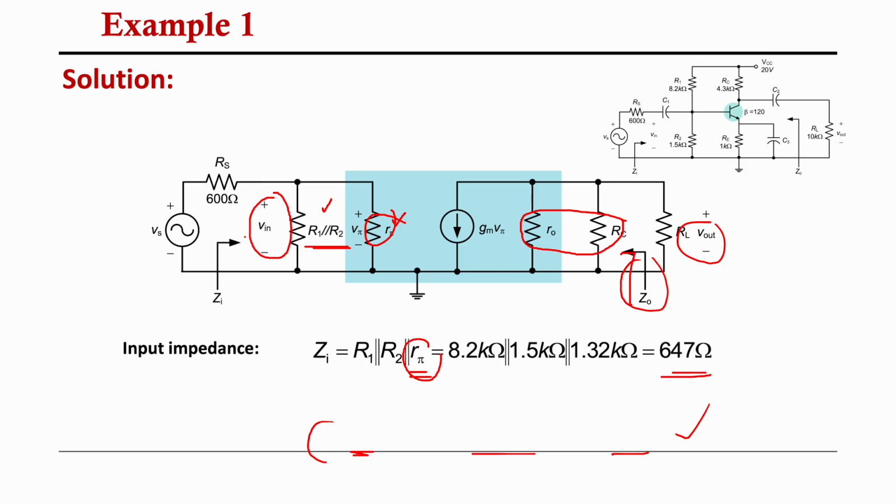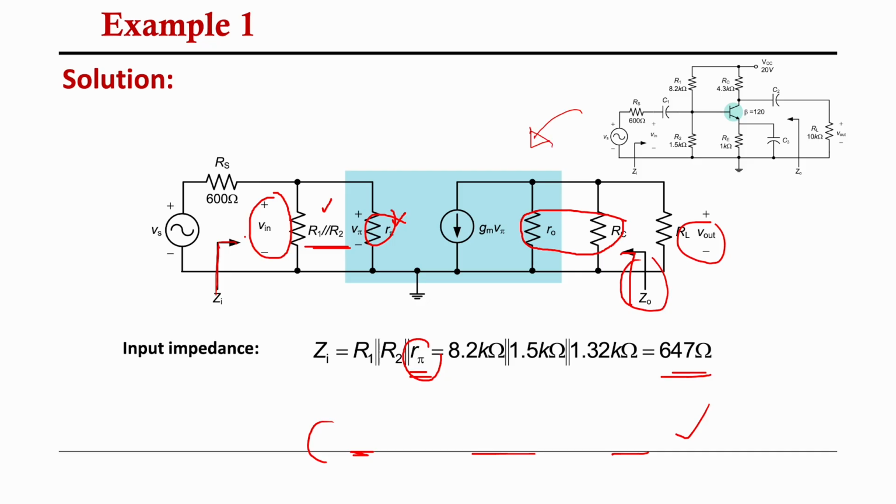Okay, so the input impedance, how to find the input impedance? It is at this particular part. So this is your input impedance. The input impedance is given by, of course, R1 and R2, and we need to consider this R pi, because your R pi is provided. So R1, R2, and R pi.